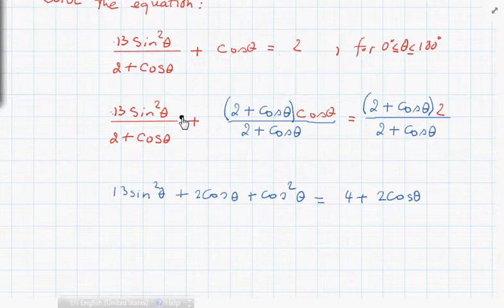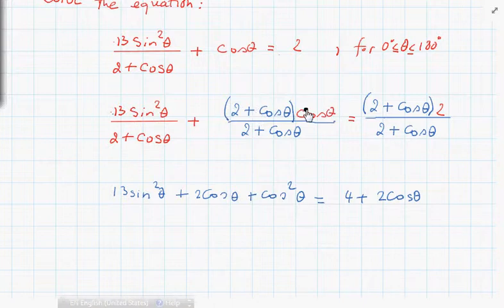Then I did the same thing here, put it on the same denominator, and on the numerator I have to multiply by this one here. Now that I have the same denominator, I'm just going to add the numerators.